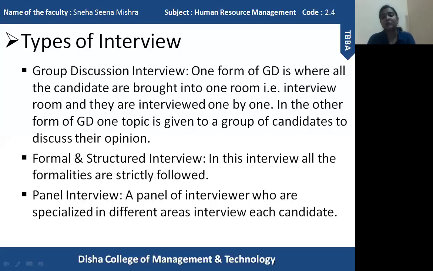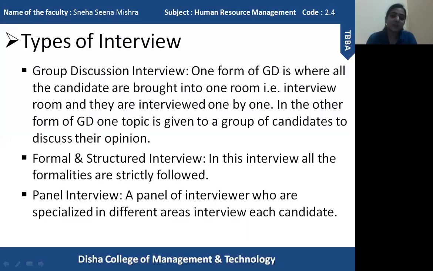So formal and structured interviews are strictly followed. Each and every rule and regulation is followed regarding the time of the interview and the questions to be asked in the interview. This is very structured, everything is prepared in advance, and the interviewers are simply going to go through the structure regarding the various steps mentioned in the structured interview.